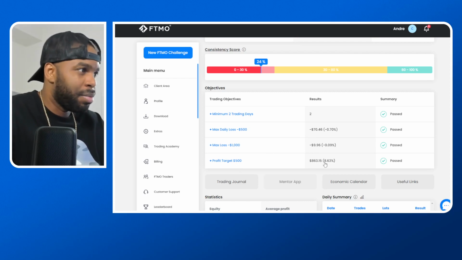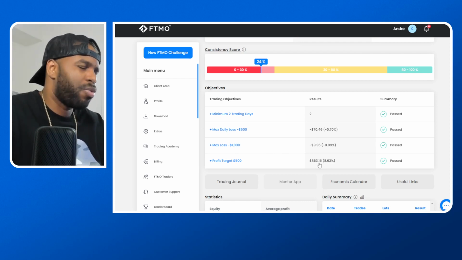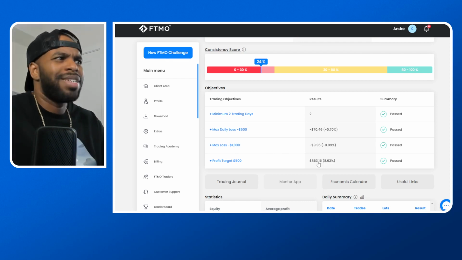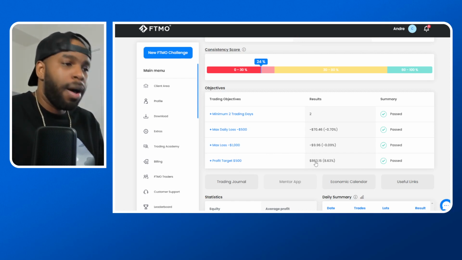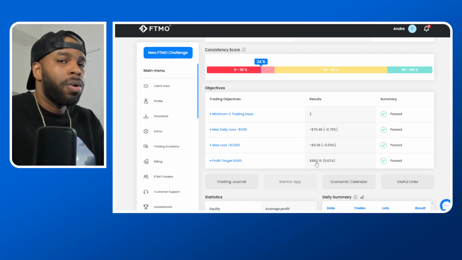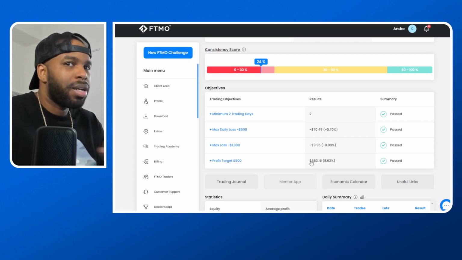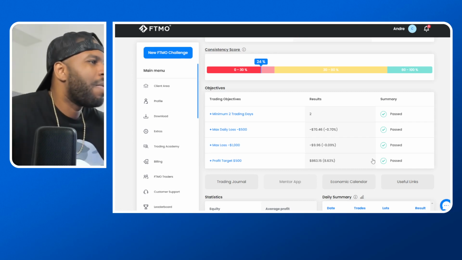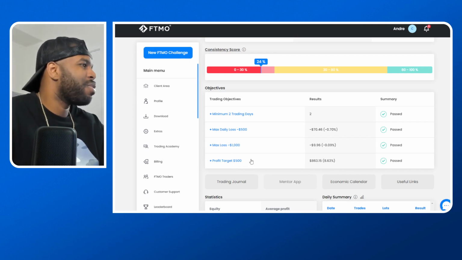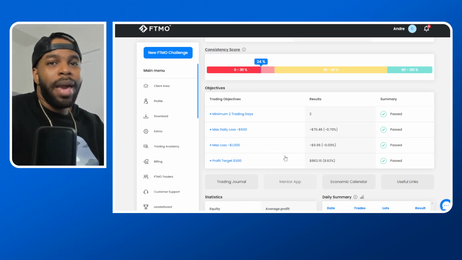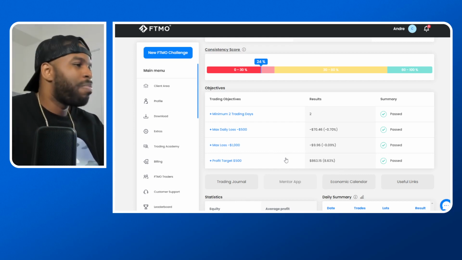My profit target was $500. I ended up making $863. But I really passed it yesterday because I was up $1,000 on USD. I could have closed it, but I didn't close it, because I didn't know that the profit target was only $500. But yeah, we passed it. To be technical, we passed it yesterday.